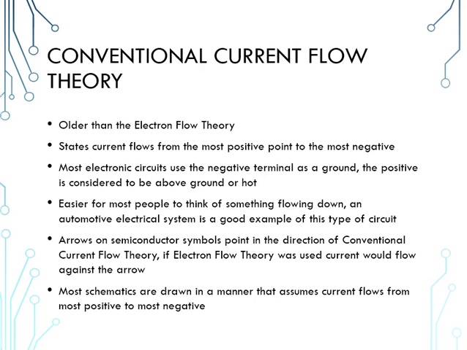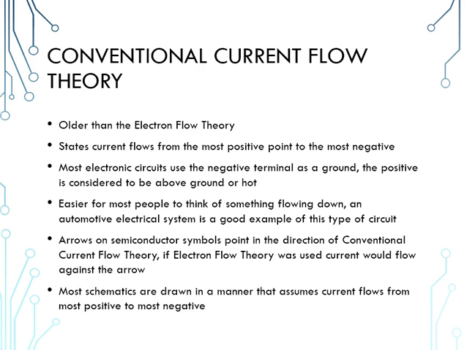Now, the other theory that we have is the conventional current flow theory. It's much older than electron flow theory. It was the first of them, and it simply states that the current flows from the most positive point in the circuit to the most negative point in the circuit. And so most electronic circuits that are DC use the negative terminal as the ground, and so the positive is considered to be above ground or hot. And so it was easier for most people to think of something as flowing down rather than up. And an automotive electrical system is a very good example of that type of circuit.